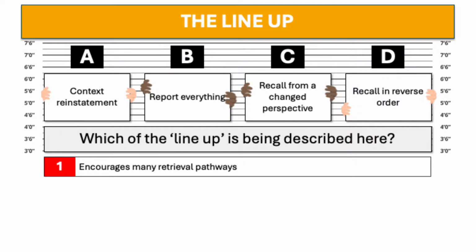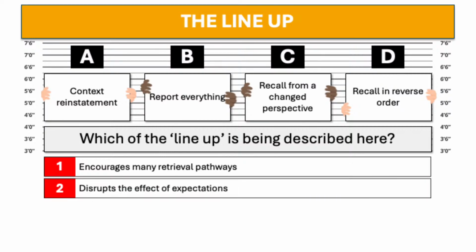So the first clue that you've got to choose from our lineup is that it encourages many retrieval pathways. So it encourages many retrieval pathways. Have a think whether that is lending you towards one. So we've got D, we've got B coming in here. It's a difficult one to start with. C.